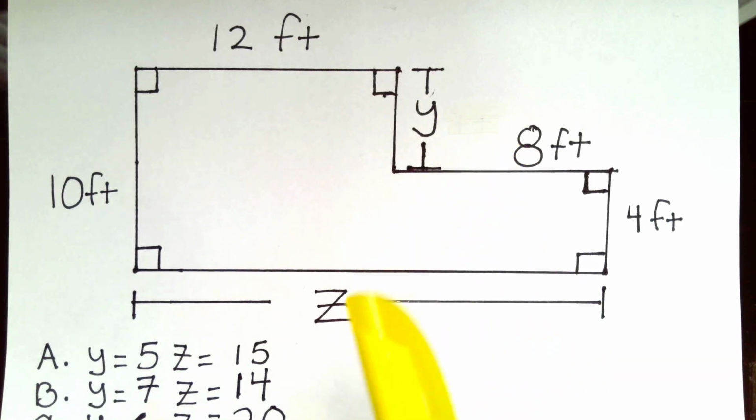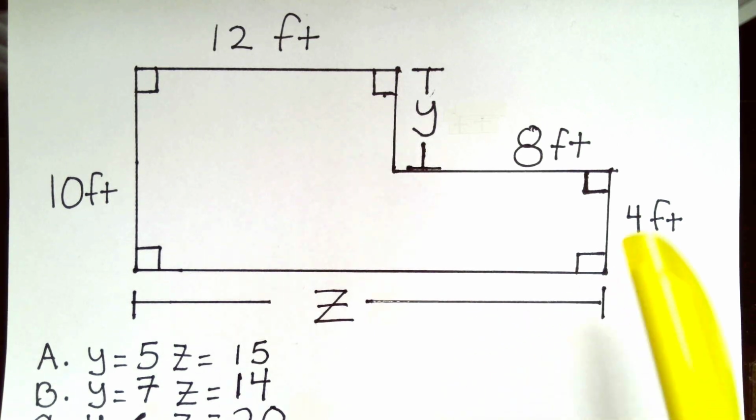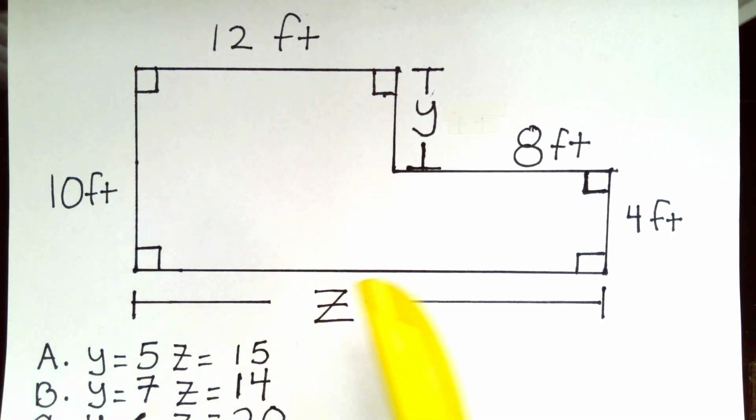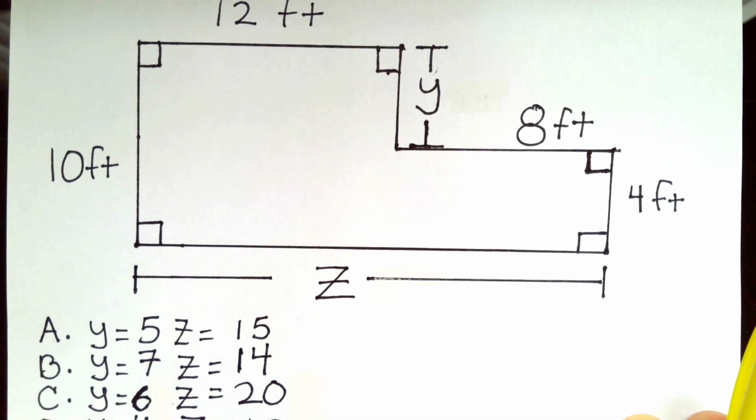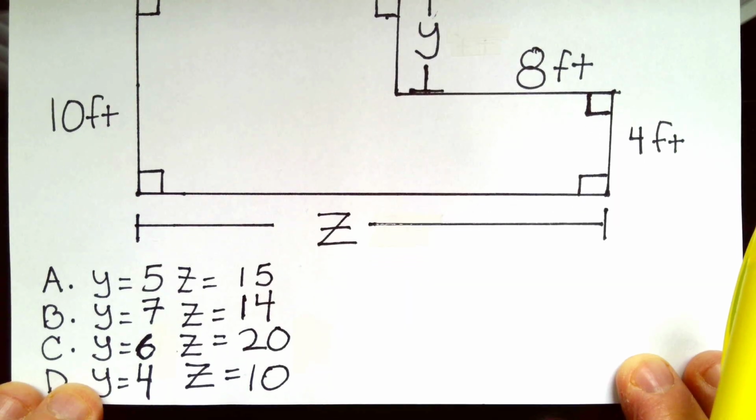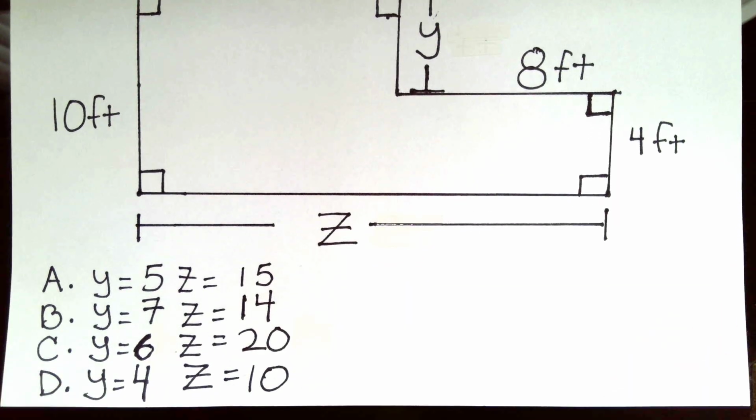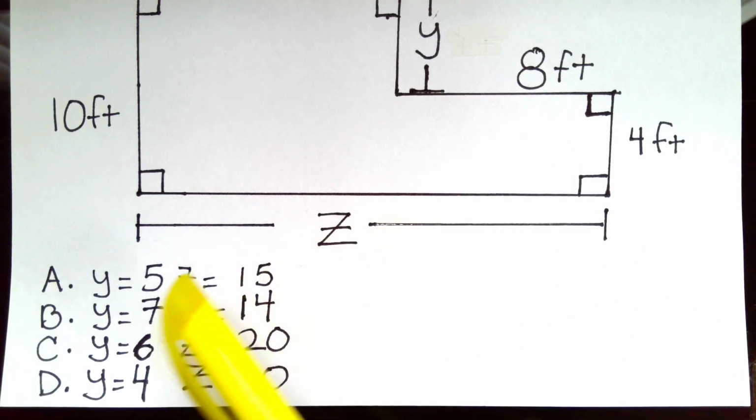Once you find Z and Y, there could be a follow-up test question that asks, what is the total perimeter of the fence that'll be put up around the entire backyard? And I will answer that, but I will also answer the question, what are the values of Y and Z? So again, that's the only question. What is y equal to and what is z equal to here?